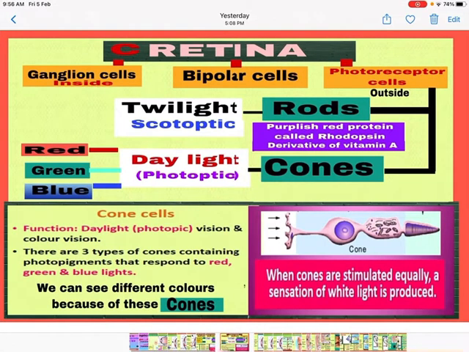They function during day, or they are responsible for photopic vision and also for color vision. See the diagram. Cones are three types containing pigments which respond to red light, green light and blue light, and we see different colors because of these cones only. But when these three cones stimulated together, then white light is produced.